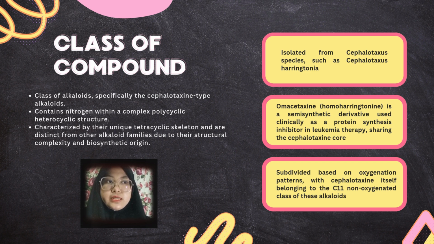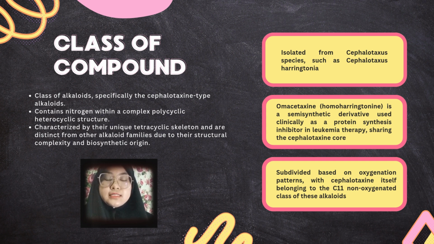Cephalotaxin is isolated from Cephalotaxus species such as Cephalotaxus harringtonia. Some related compounds is omacetaxine, known as homoharringtonine. It is a semi-synthetic derivative used clinically as a protein synthesis inhibitor in leukemia therapy, sharing the cephalotaxin core.